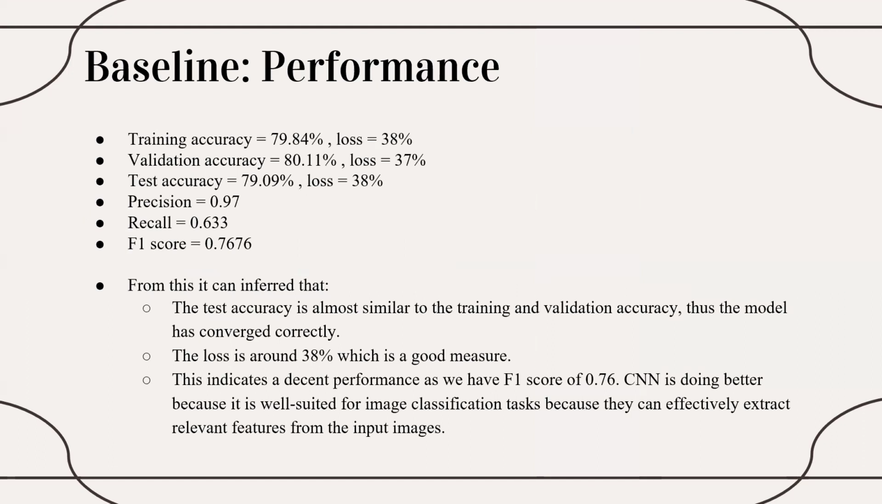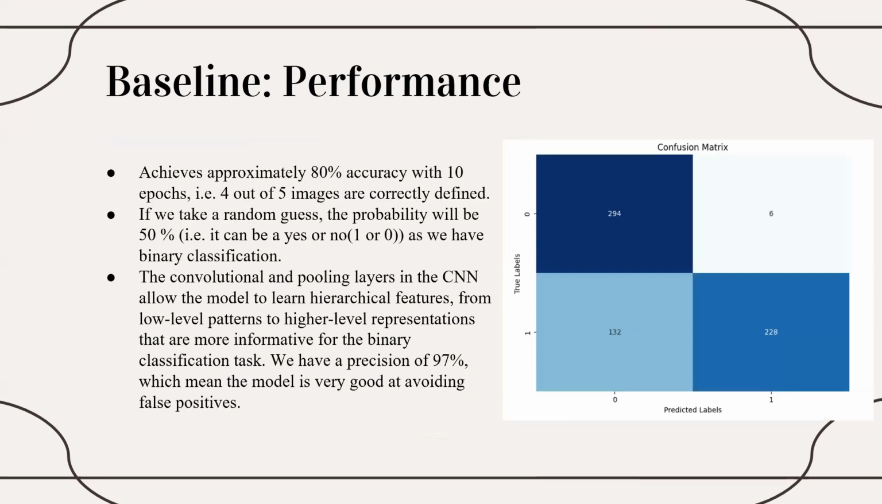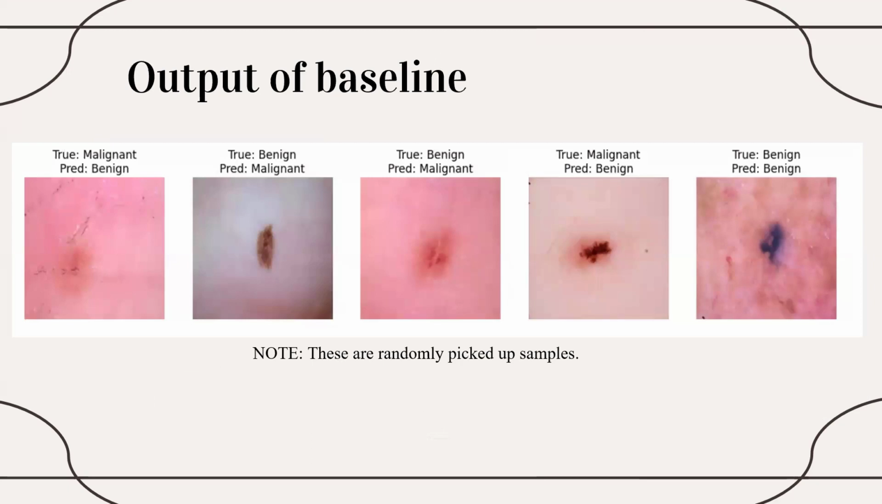The performance of our baseline is as follows. We have training, validation, and test accuracy of approximately 80%, which shows that the model has converged correctly. The loss is also around 38%, which is a good measure. The main thing here is that we have a precision of 97%, which means that the model is very good at avoiding false positives. We have also attached our confusion matrix for further evaluation. This is the output of our baseline, and as you can see, we have the true and the predicted labels listed. These are very randomly picked samples from the dataset.